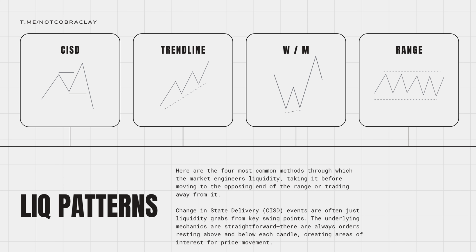The W or M pattern, or double bottom, double top, double high, whatever, is also just liquidity, where markets, and now bear with me, the first low is a nice normal swing low.